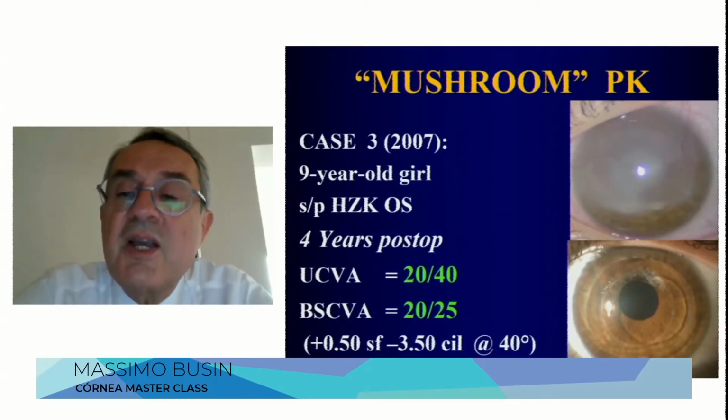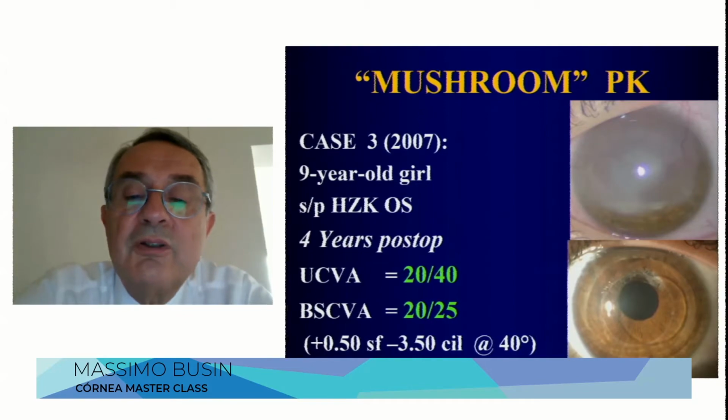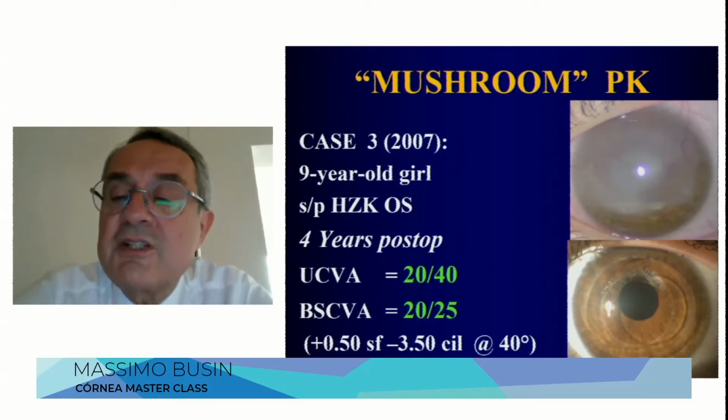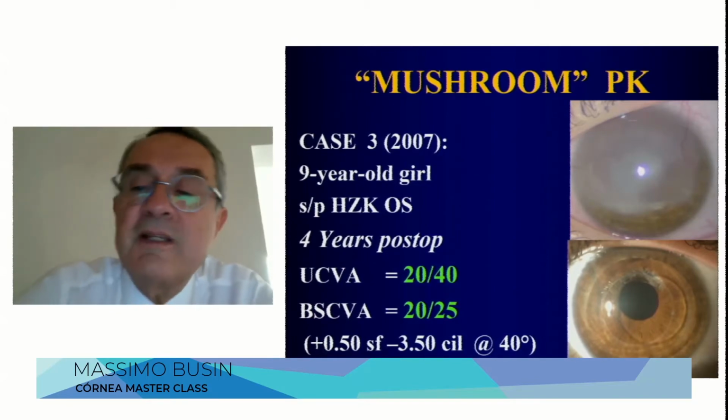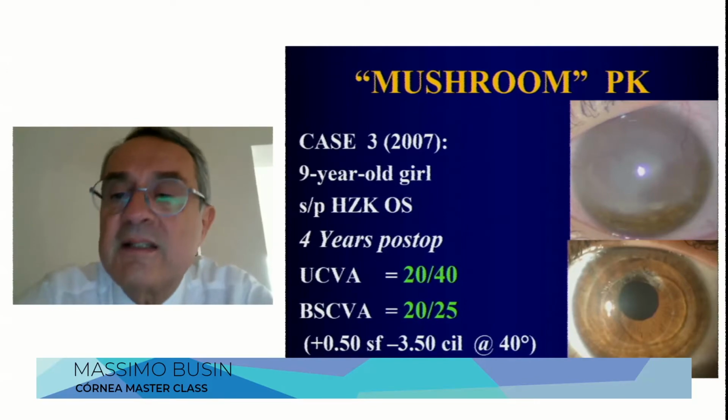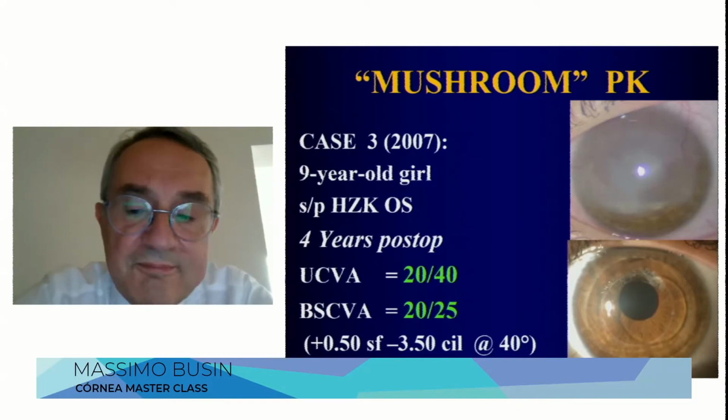And this is the child of the picture. She saw 20/25, 4 years after surgery, and she never came back again because the mother was disappointed she had to wear glasses. It's difficult to explain to certain people that starting with that type of eye, she should be just happy that the child will see 0.8.